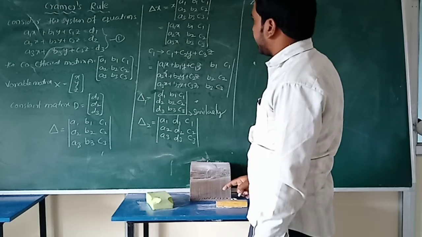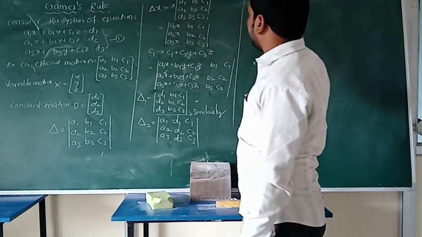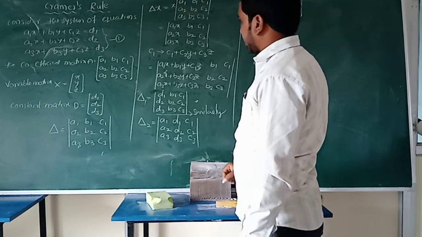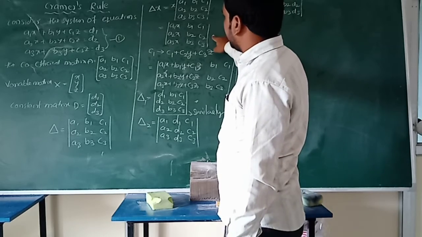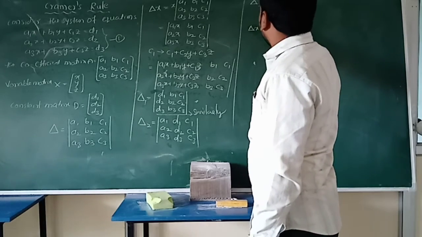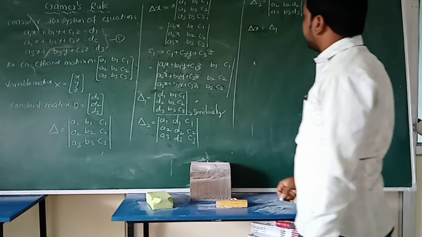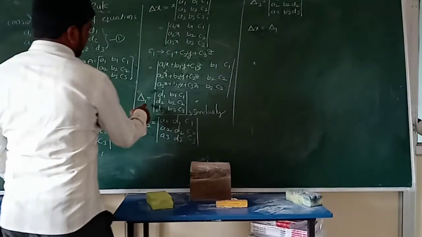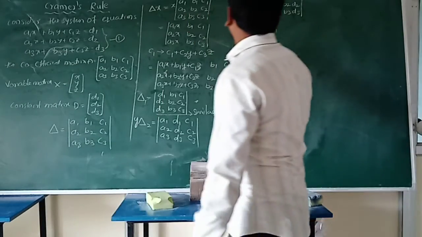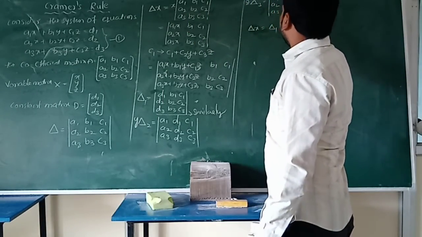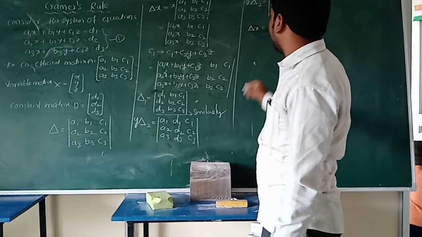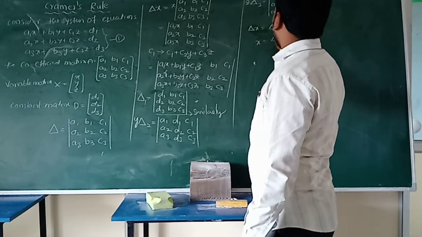Now delta into x is equal to delta 1, delta into y is equal to delta 2, and delta into z is equal to delta 3. Delta 1 means the determinant with columns d1, d2, d3; b1, b2, b3; c1, c2, c3. Now x is equal to delta 1 by delta.